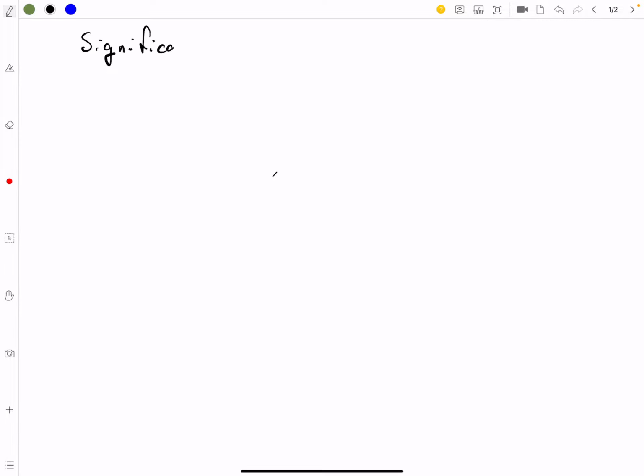Significant figures. All right, this is section 1.6, by the way. To get to significant figures, we first kind of have to do a little bit on accuracy versus precision.